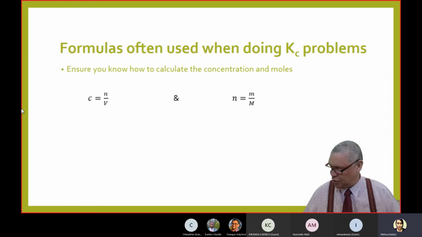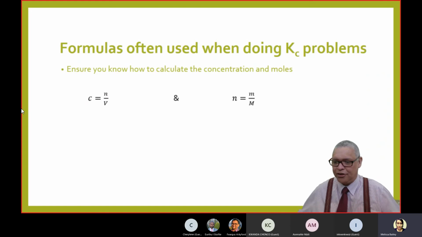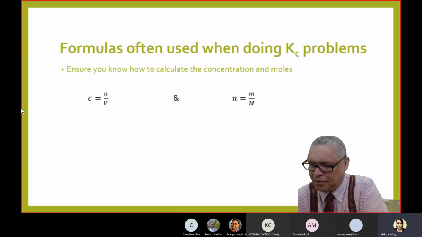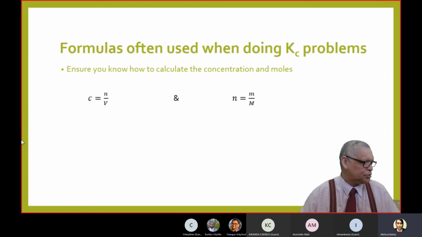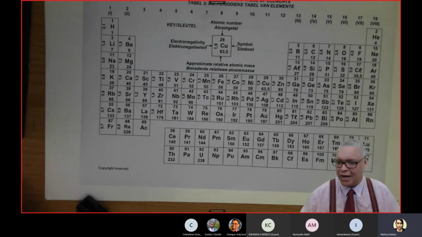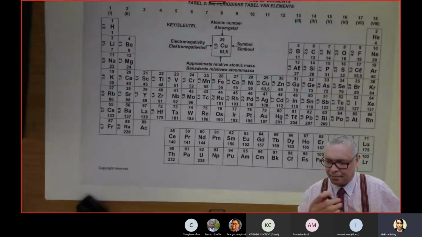Well, I'd just like to take you to the periodic table. I've got a periodic table right here. Let me just place it here, and let me just switch to this in a second. There we go. All right, so here's our periodic table.